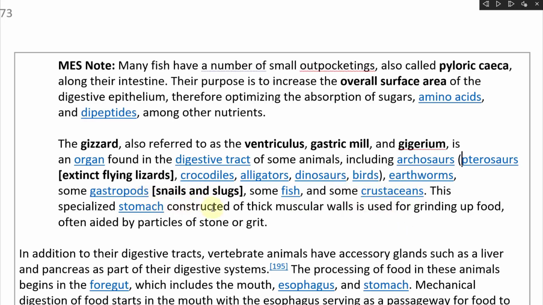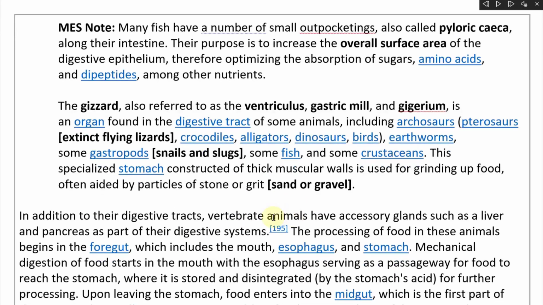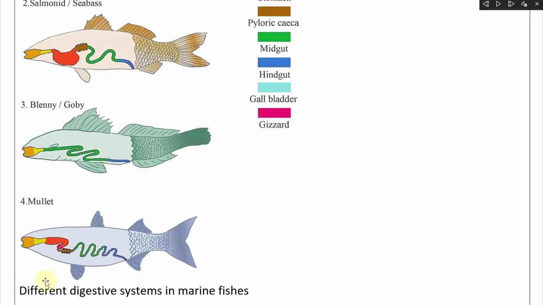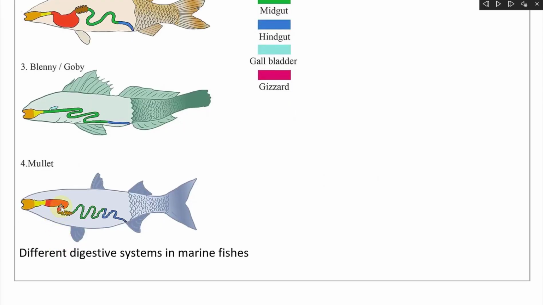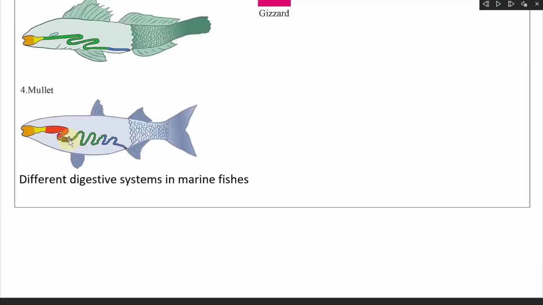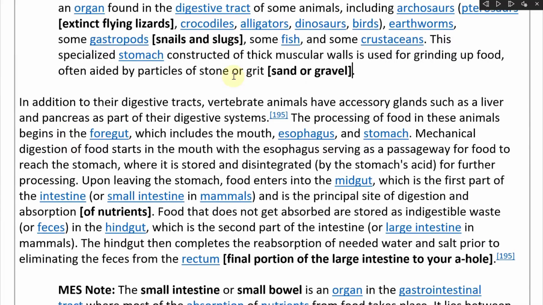So this specialized stomach, constructed of thick muscular walls, is used for grinding up food, often aided by particles of stone or grit. And grit basically is sand or gravel, just anything coarse, small particles, etc. That could be used to assist in grinding up the food inside this muscular wall, inside this gizzard right there. Let's take a look at that gizzard over there. That's over right here, with that thick muscular wall, used to grind up food and so on, which is a pretty interesting setup. Anyways, let's continue further.